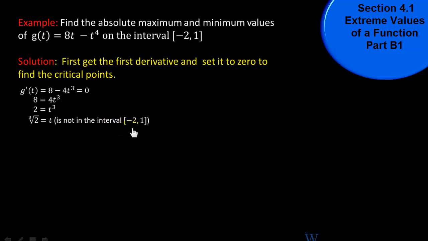So all we just have to do is compare the endpoints. All right, so when t is equal to negative 2, what is g of negative 2? Just plugging into the original function, we see that g of negative 2 is negative 32. And when t is equal to 1, that's the other endpoint, g of 1 is 7. So this becomes your absolute minimum, and that's your absolute maximum.